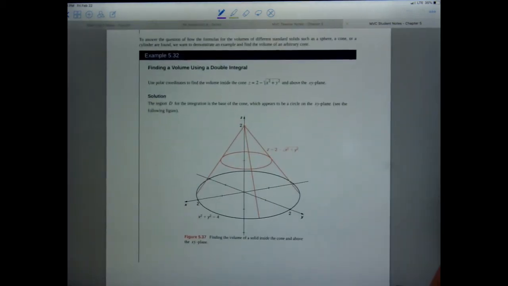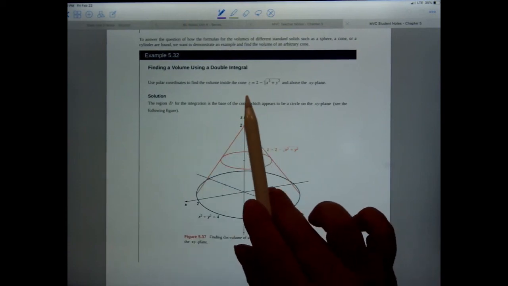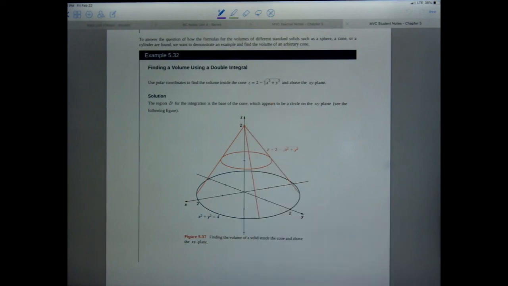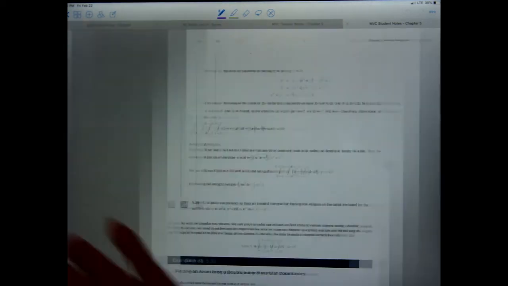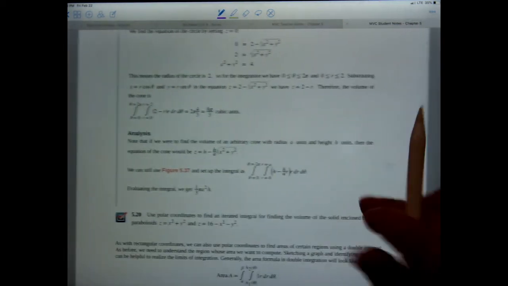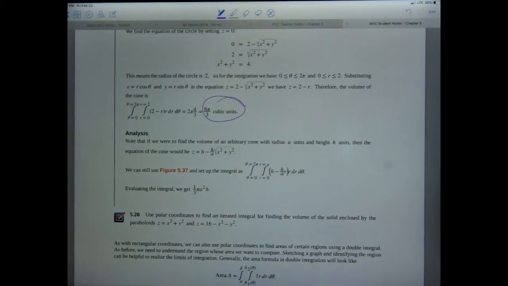In the next problem, they go through and they talk about finding the volume inside a cone. Basically what it does is as they do the math, it creates the exact formula for the volume of a cone, which is 1/3 pi r squared h. We did that last year with the volume of revolution. They do it with double integrals.